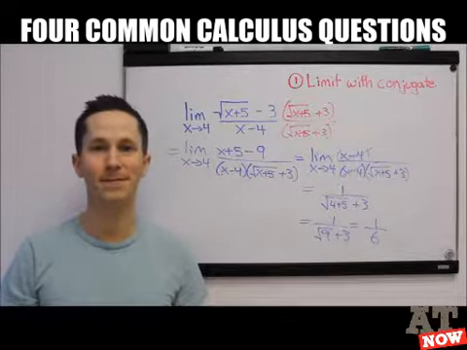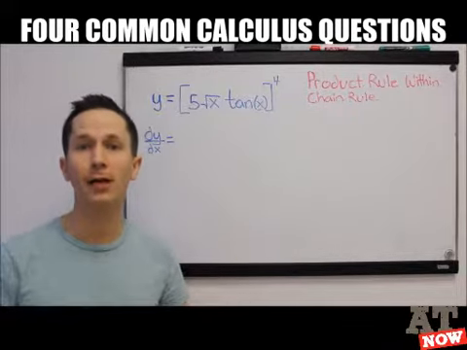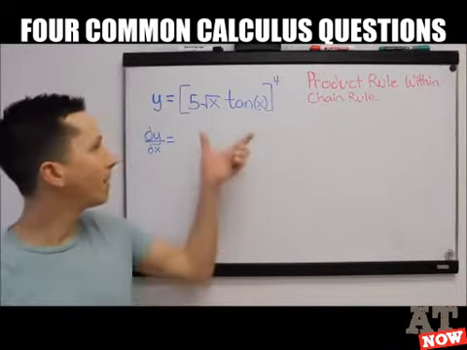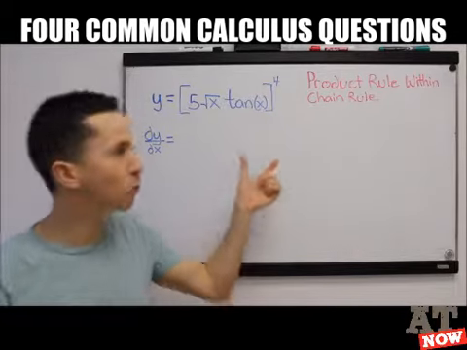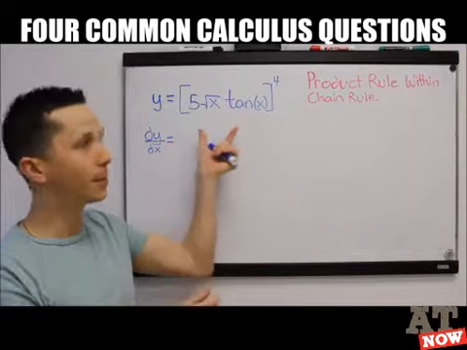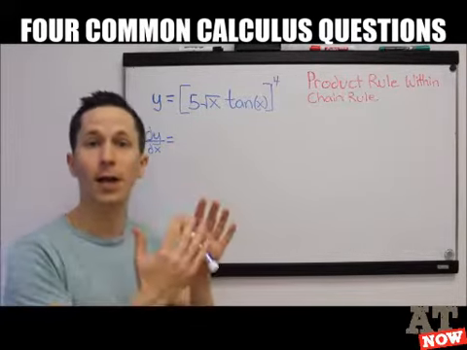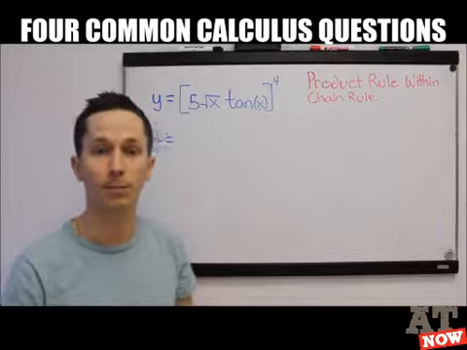This question's super common when they're asking us to find dy by dx, or the first derivative of a function that has a product rule within a chain rule. And what that means is there's 2 functions that are multiplied together within a bracket that's raised to a power. So we need to work from the outside in, and this becomes a really simple question.